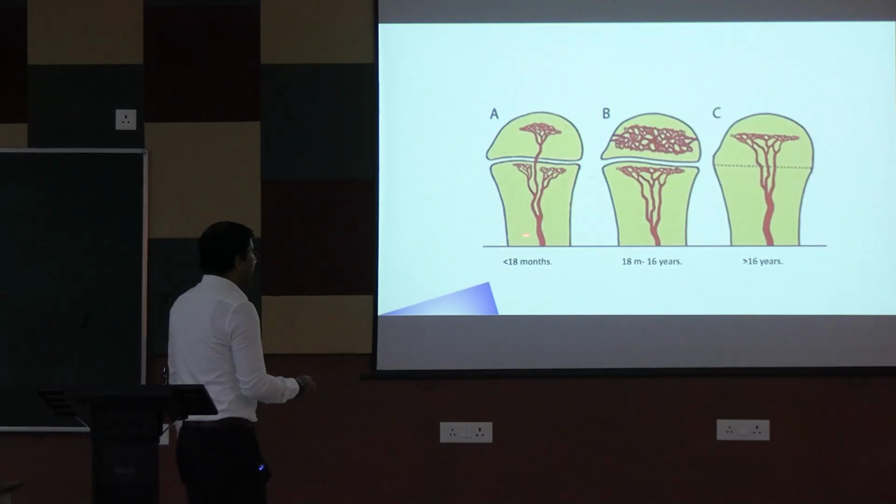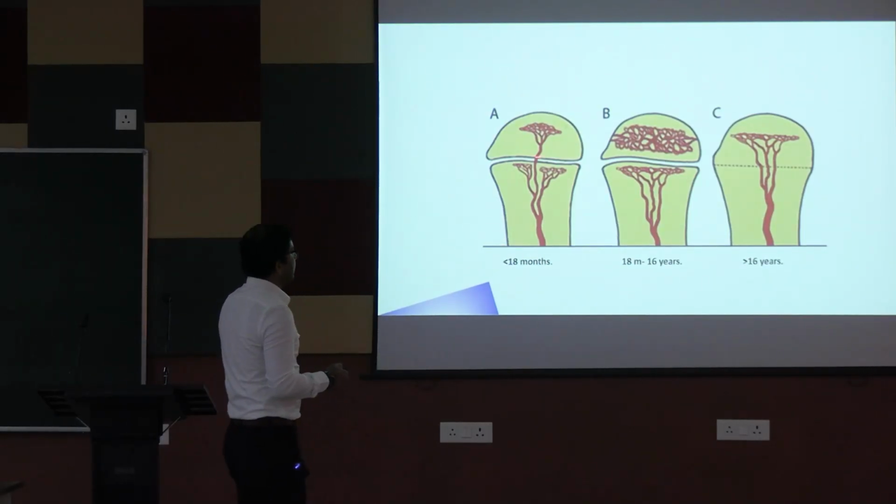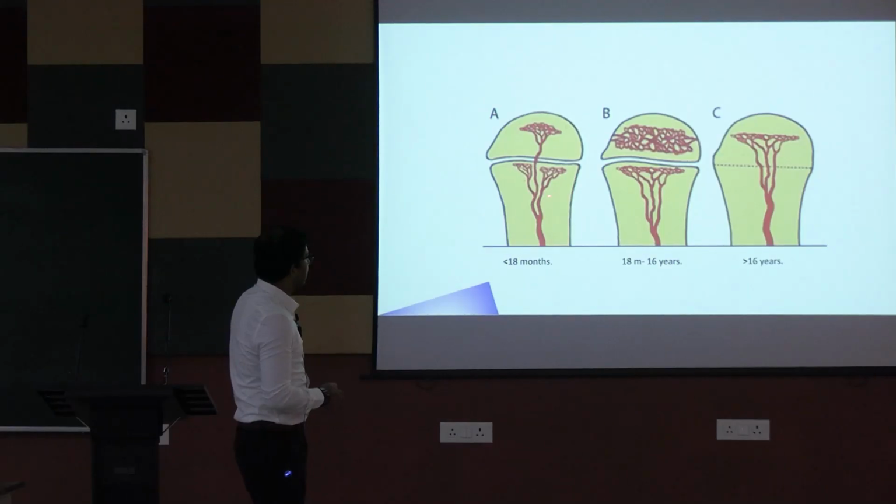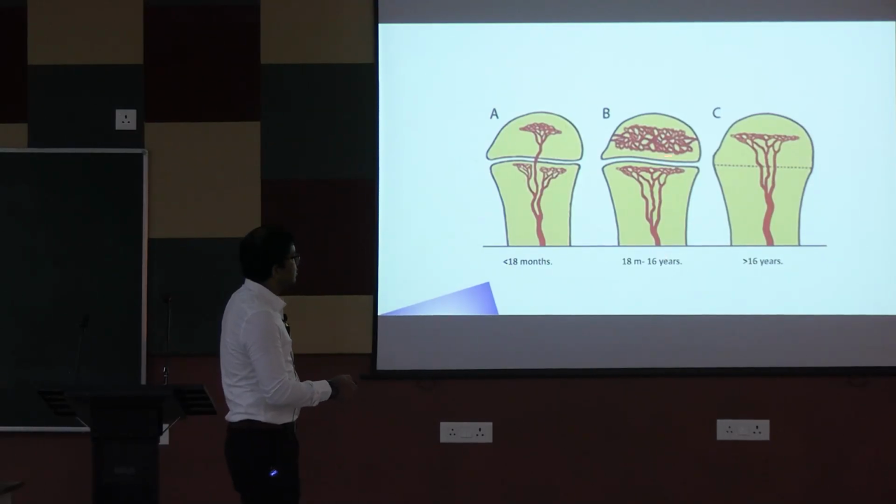So in less than 18 months, less than 2 years, the physis basically prevents spread of the infection. But in less than 2 years, the blood vessels have a common blood supply, so infection can go over there and spread into the joint. But from 2 years till adulthood, till 16 or 18 years, they have a separate blood supply, so there is less chance of spread of infection.